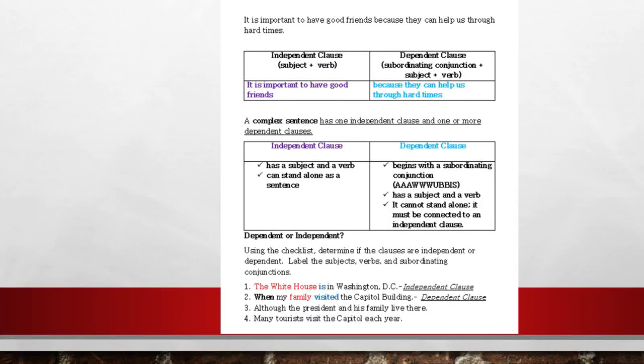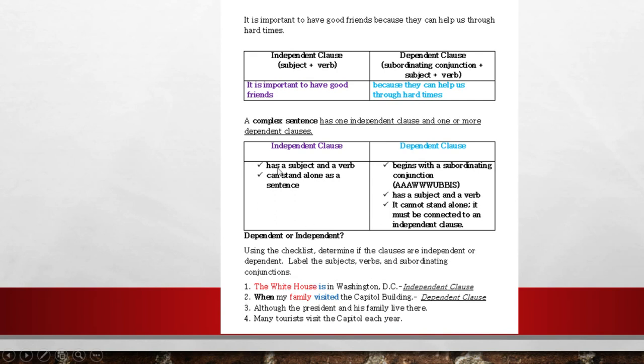Alright, let's look at sentence number 3. It says, "Although the president and his family lives there." Although the president and his family lives there. So let's look at the checklist to see if this is an independent clause or a dependent clause.